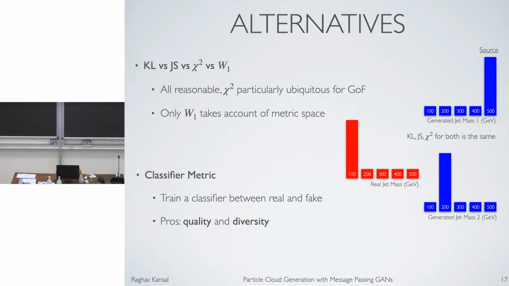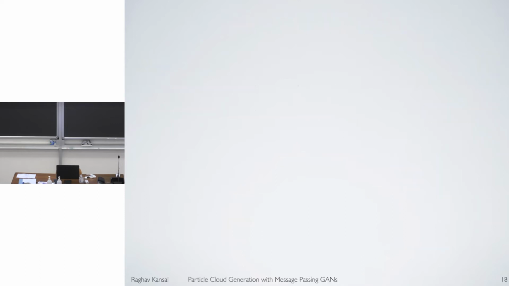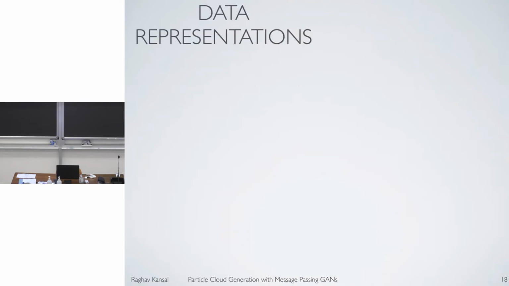But the reason we're not advocating it for use in our collaboration is that it's not very reproducible or fast, because you have to retrain a classifier each time, and it's hard to standardize people training a classifier again across the collaboration. And so yeah, that's why we're sticking to the first two. All right, that was a brief overview of the metrics, and I'll now move on to how we actually represent the data for our model.